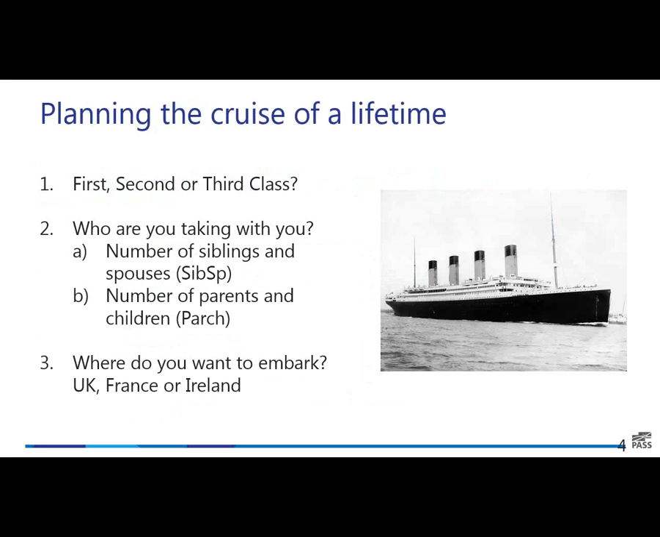First of all, if we're all coming to the cruise, I obviously need details like your name and your age, but there are 3 things you can choose. First of all, do you want to travel first, second, or third class? Secondly, and you're paying for yourself, by the way, who are you taking with you? And I want that reduced to 2 numbers. First of all, the number of siblings and spouses, which is called SIBSP. So if you're taking a wife and a couple of sisters, that would be 3. And secondly, your PARCH number, which is the number of parents and children you're taking with you. So I just need those 2 numbers.